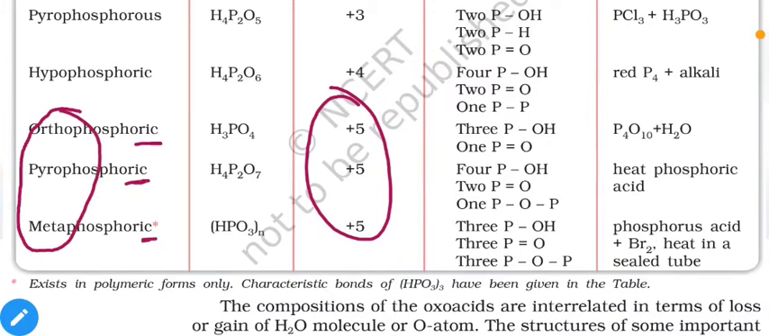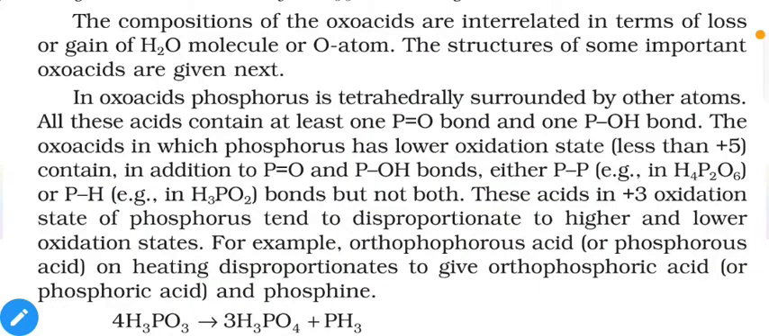Okay, so this naming scheme is actually based on attachments and their spatial orientations. If different orientations are there, then ortho, pyro and meta will be used. The compositions of the oxoacids are interrelated in terms of loss or gain of H2O molecules or oxygen atoms. The structures of some important oxoacids are given on the next page.